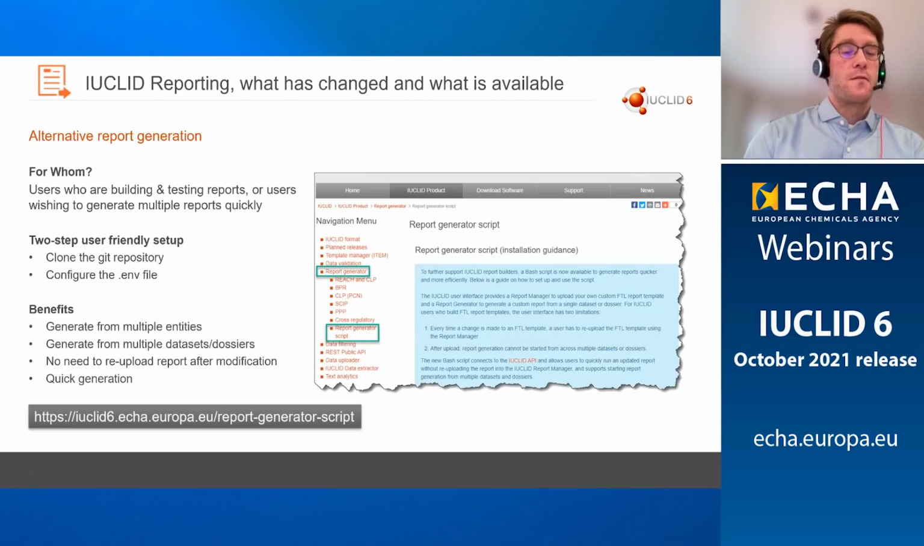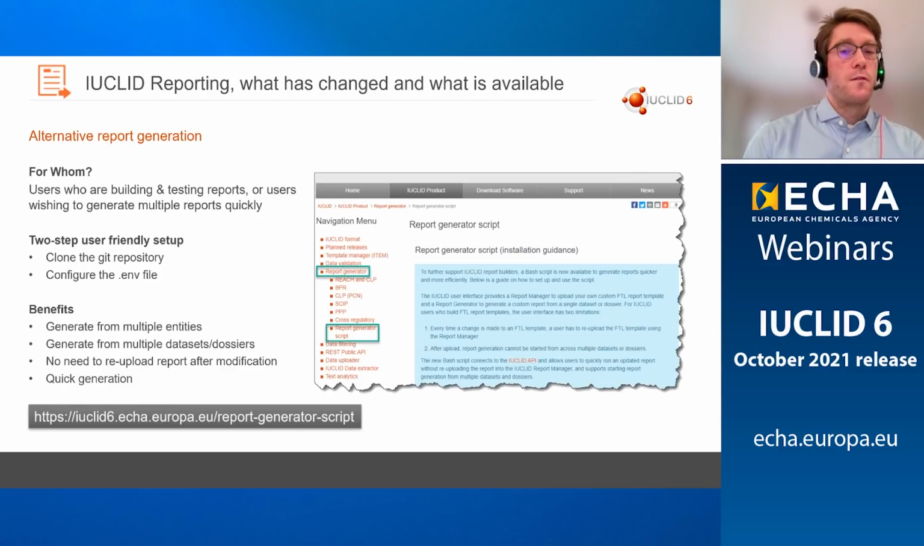We have provided information on the Euclid reports webpage how to do this, and it's a two-step setup. So you would first of all clone a Git repository and then configure a .env file to make sure that it's compatible with your own local instance.